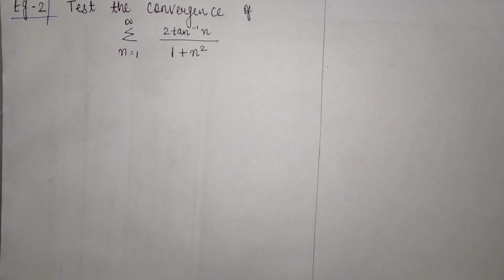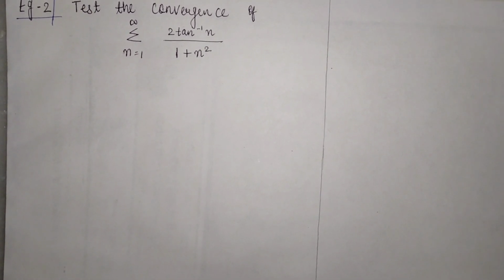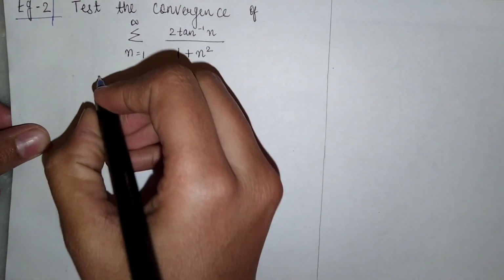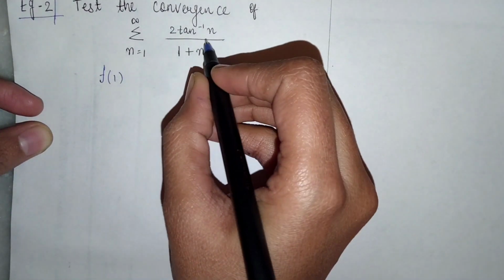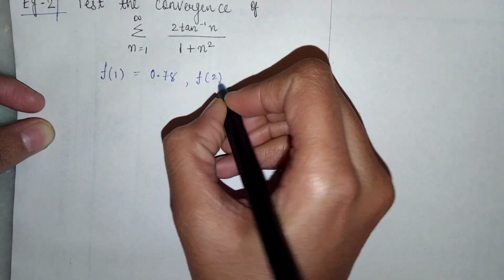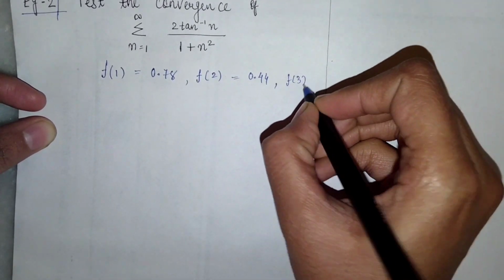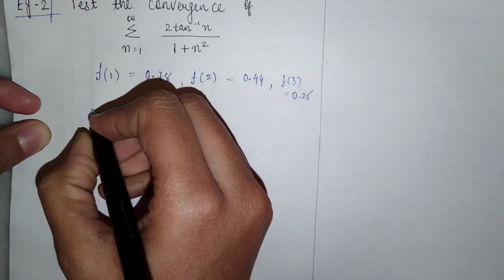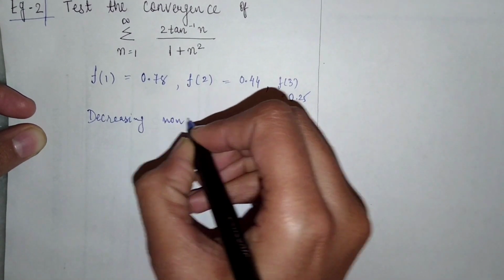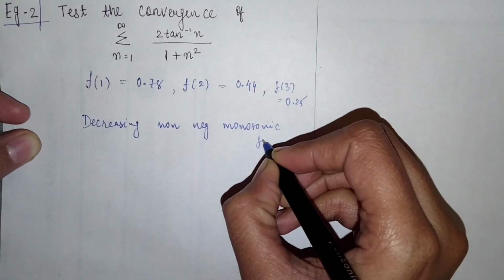So example 2. Test the convergence of summation n equal to 1 to infinity 2 tan inverse n by 1 plus n square is given. Now you can put value and check here that again this is a decreasing series. If we put n equal to 1, then you can check, you will get 0.78. If you put n equal to 2, then you will get 0.44, and if you put n equal to 3, then you will get 0.25. So again it is a decreasing, non-negative, monotonic function.